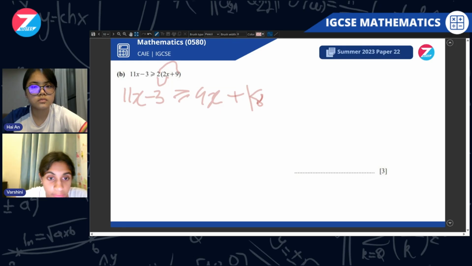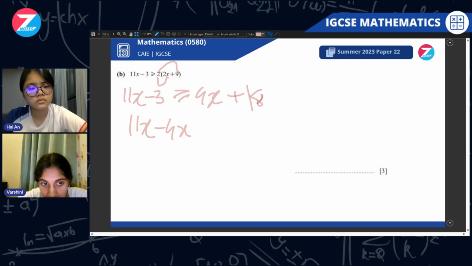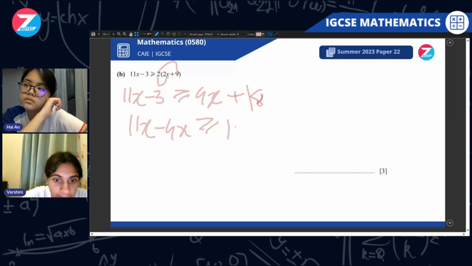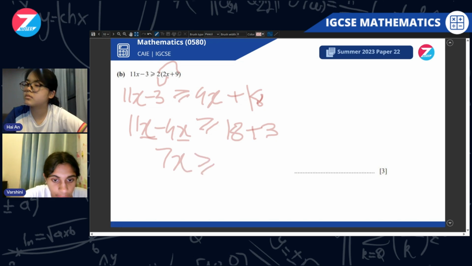If we take away 4x from one side, we have to subtract it from both sides. So 11x minus 4x. And again, let's take minus 3 to the other side. Since it's negative here, we add it to both sides. Greater than or equal to 18 plus 3. Since 11x and minus 4x have the same x term, we can subtract them. So 11 minus 4 is 7. It's going to be 7x greater than or equal to 18 plus 3, which is 21.